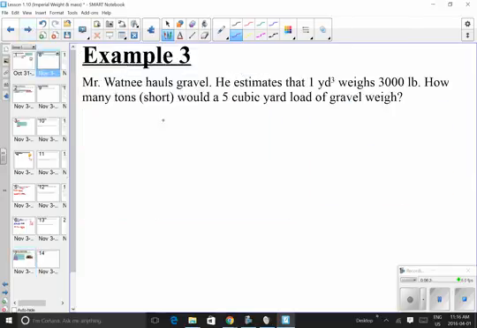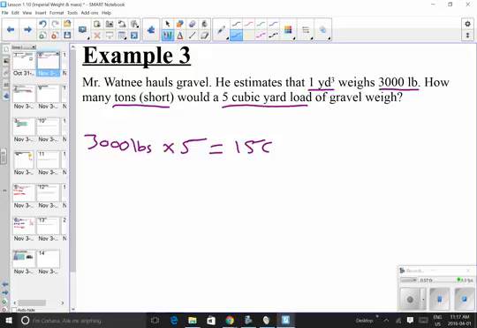So Mr. Watney hauls gravel. He estimates that 1 yard cubed weighs 3,000 pounds. How many short tons, so it says right there, would a 5 cubic yard load of gravel weigh? So each cubic yard weighs 3,000 pounds. So first, I need to figure out what a 5 cubic yard load would weigh. So if each cubic yard weighs 3,000 pounds, but I've got 5 of them, I'm going to multiply. So that's going to give me 15,000 pounds.